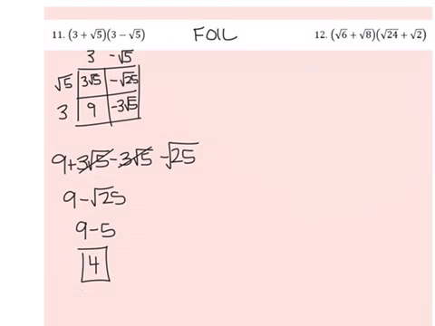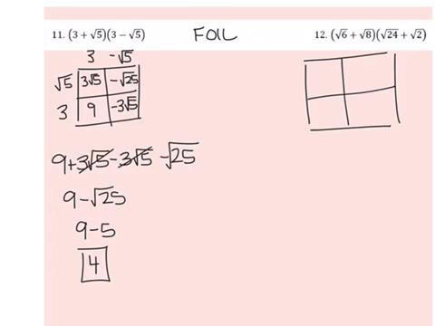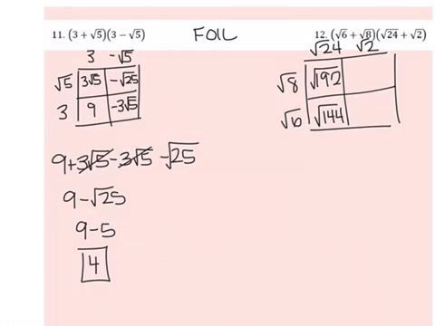Number 12 here, again, we're going to use our box just because it keeps things a little bit more organized for me. So I'm going to have root 6 plus root 8, and then I'll have root 24 plus root 2. So we're going to multiply underneath. So I'm going to do root 24 times root 6. I'm going to get square root of 144. Root 24 times root 8 is going to give me square root of 192. Square root of 8 times square root of 2 gives me square root of 16. Square root of 6 times square root of 2 gives me square root of 12.